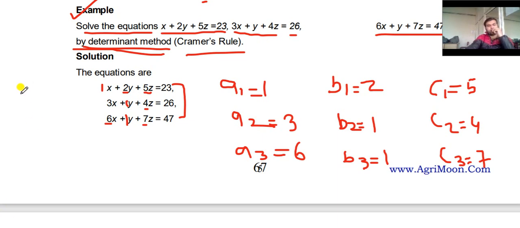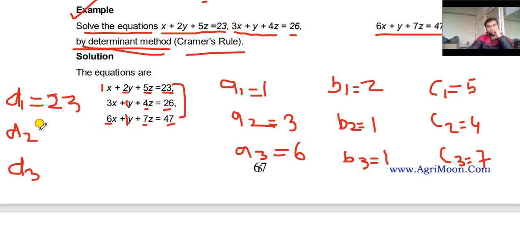Next the values of d1, d2, d3. Your d1 is 23, d2 is 26 and d3 is 47. Okay, so we have written the values of a1, a2, a3, b1, b2, b3, c1, c2, c3 and d1, d2, d3.